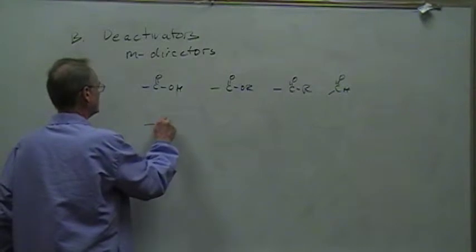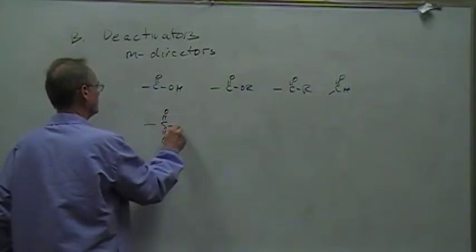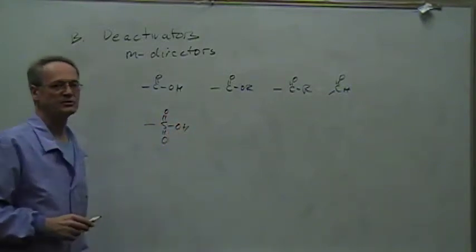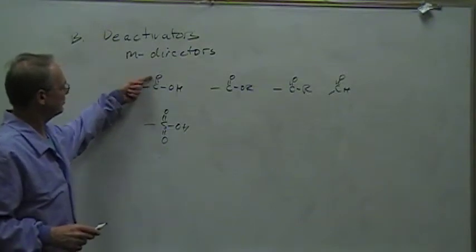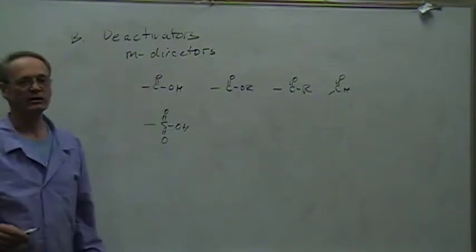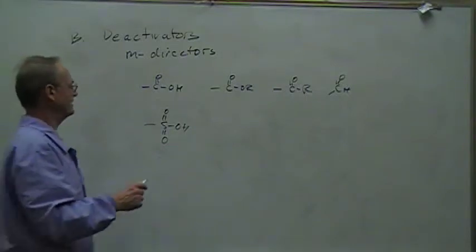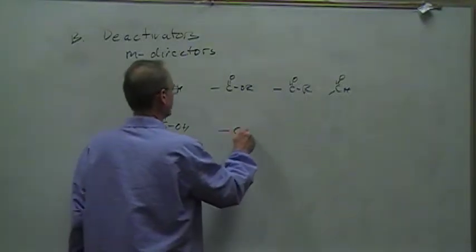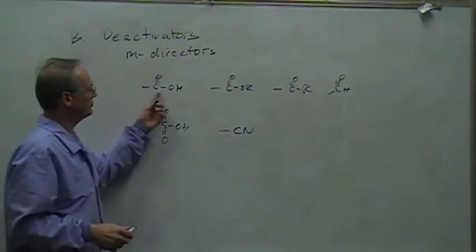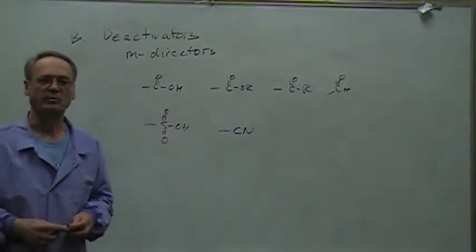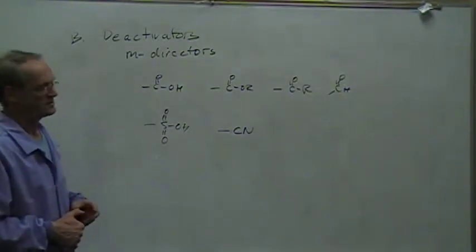Similarly, S double bond O, OH. So sulfonic acid groups, again, have a double bond O right next to the benzene ring. Those are going to be meta-directors and deactivators. Also cyanide, which is another one of the derivatives of carboxylic acids, if you remember back to that chapter. And it's for the same reason.